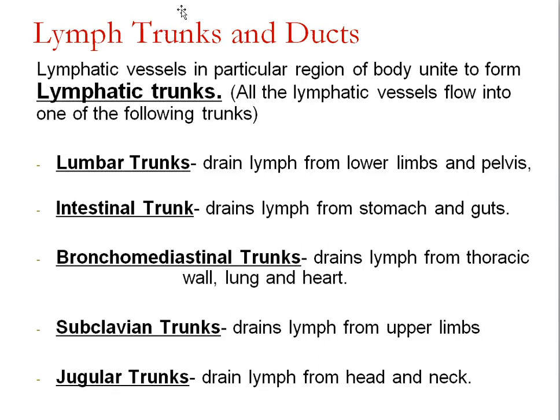So the big thing here is we have a left and right lumbar trunk. We have a left and right bronchomediastinal, left and right subclavian, left and right jugular, but we only have one intestinal trunk. Everything else comes in pairs, not the intestinal trunk. There's only one of those.